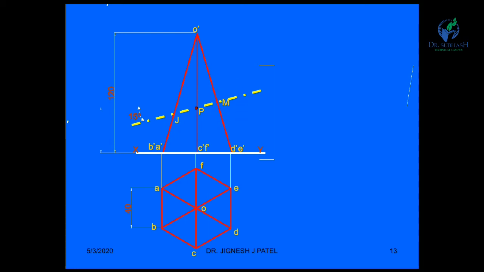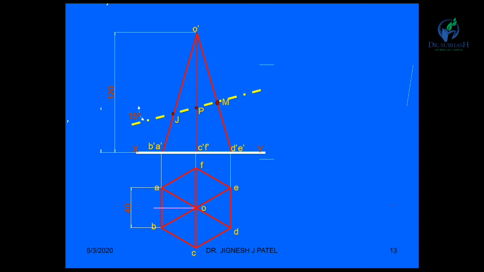Point M is here. As you know, as per the principles of development, all the lines must be of true length. Here you can see A dash O dash and B dash O dash are not true lengths. So first of all we have to obtain the true length. How to obtain the true length? First of all, draw a line parallel to XY from point O. You can see this line which is parallel to XY from O.